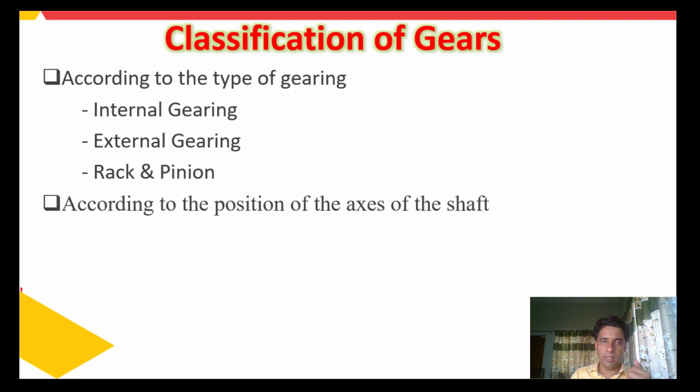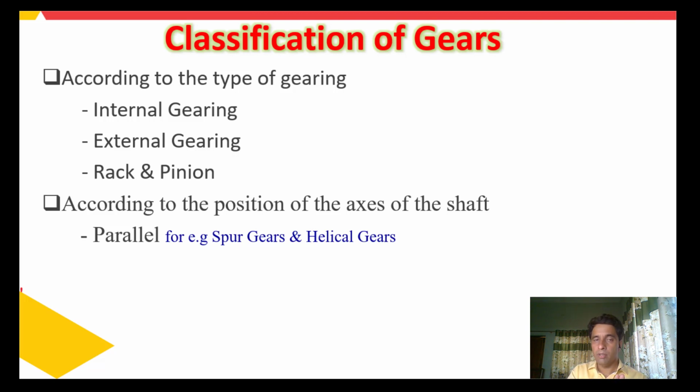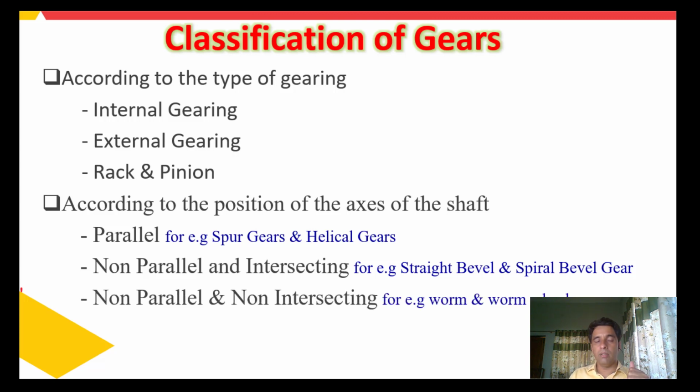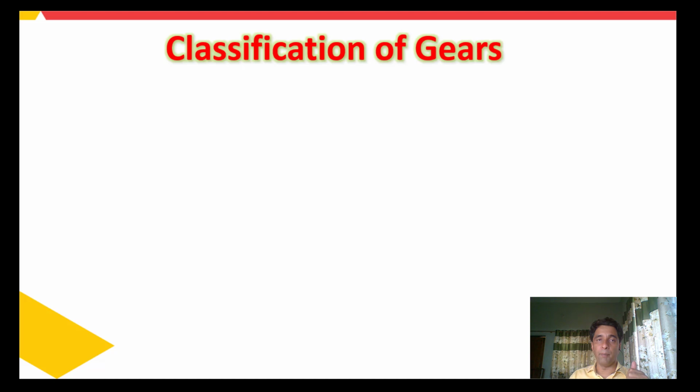Then, in the second category, according to the position of the axis of the shaft, you have parallel. Parallel means when the two shaft axes are parallel to each other. Now, to transmit power, in this case, you have the option to go with spur gears and helical gears. Then there is the possibility that the shafts are non-parallel, but intersecting. In this case, you can use straight bevel and spiral bevel gears. Then the third one is non-parallel and non-intersecting. In this case, you can use worm and worm wheel.